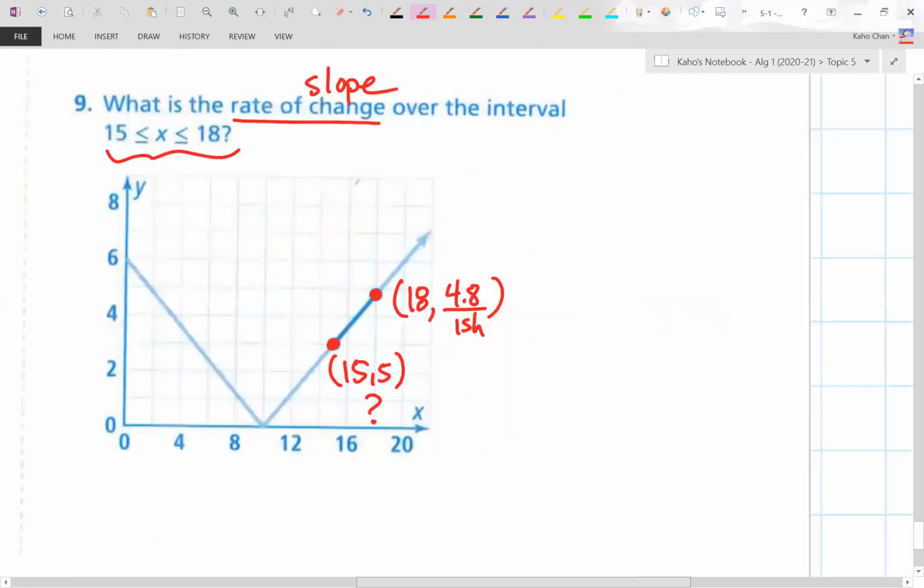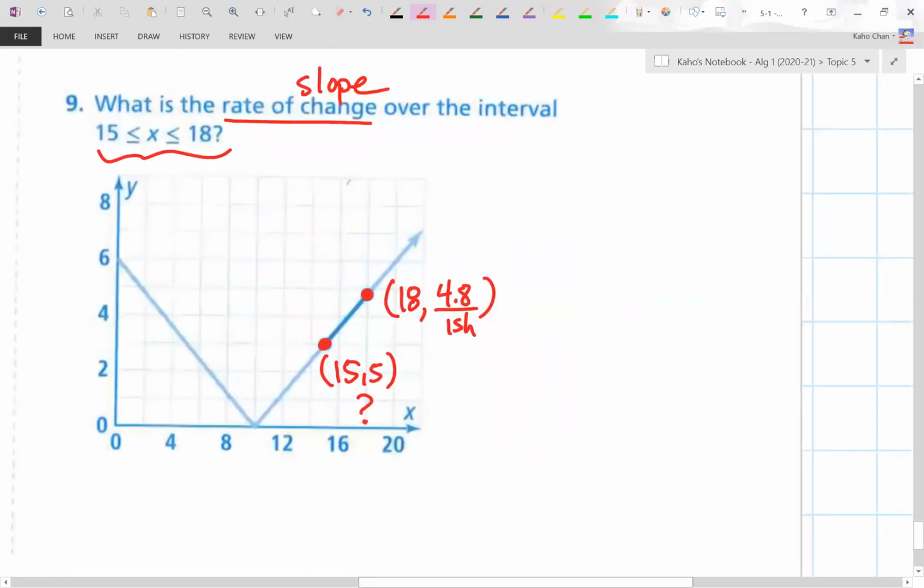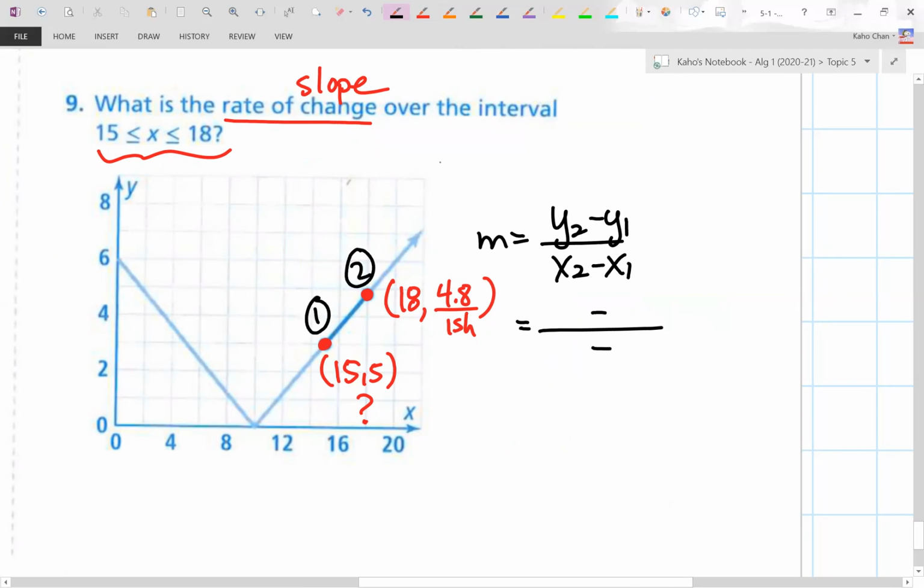I think the point is this. Rate of change is slope. y2 minus y1 over x2 minus x1. I'm not going to finish this problem. I'm just going to set it up and put those numbers in, okay? And we'll call this point 1, point 2. We'll just put the numbers in. Whatever it is, it's not going to be perfect, but it's close enough.